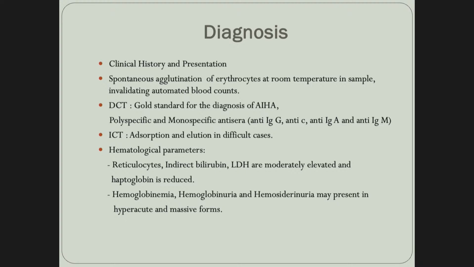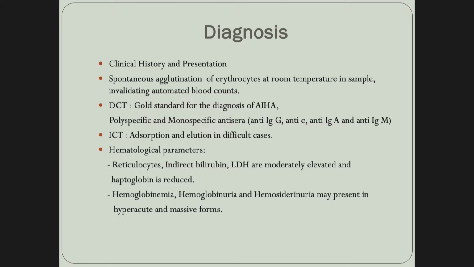So the gold standard for diagnosis is the direct Coombs test. Ideally, in most setups, we use polyspecific antisera, which consists of IgG and complement. But in addition, we can do monospecific antisera, which gives the exact clue as to which is warm type and which is cold type, like anti-IgG, anti-complement, IgA, and IgM. ICT can be useful in mixed type autoimmune hemolytic anemia, where both DCT and ICT could be positive. It also helps you after doing adsorption and elution in difficult cases.